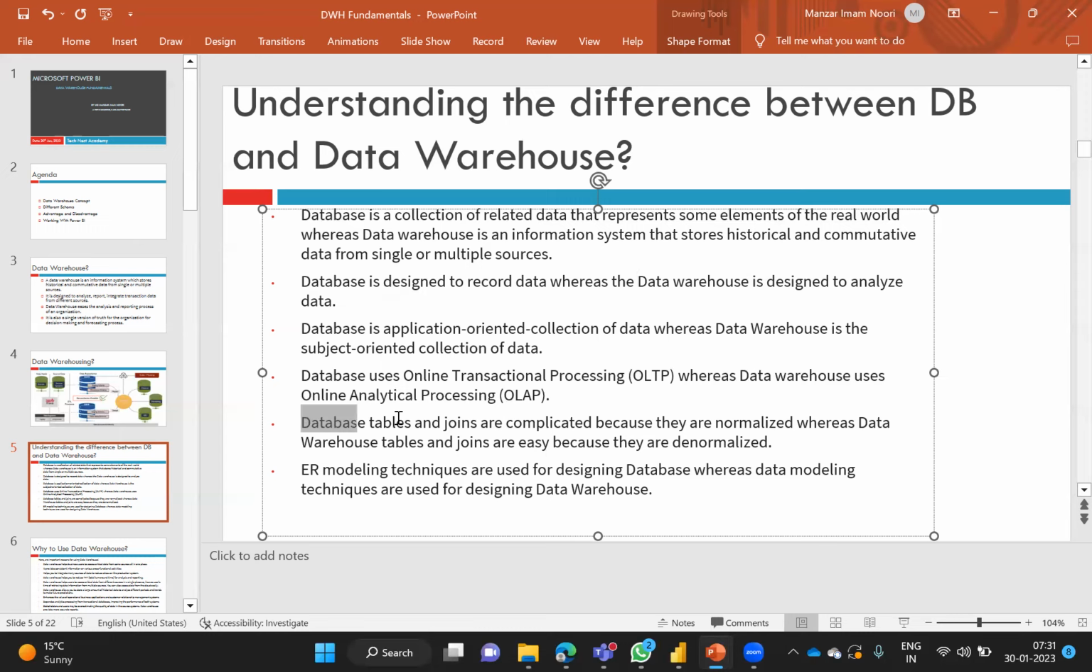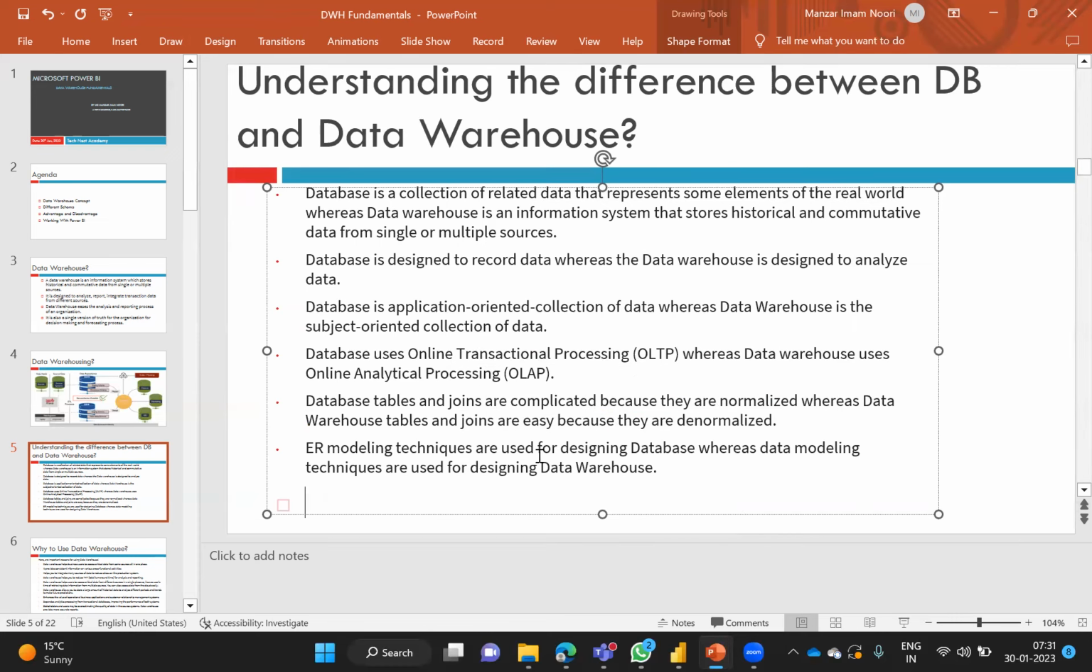That's what I said. Database tables and joins are complicated in case of an OLTP system because they are in normalized form, right? Whereas data warehouse tables and joins are easy because they are denormalized. Fine. So ER modeling techniques, entity relationship modeling techniques, are used for designing databases, whereas data modeling techniques are used here in the data warehouse, and we are going to understand the data modeling techniques, right?